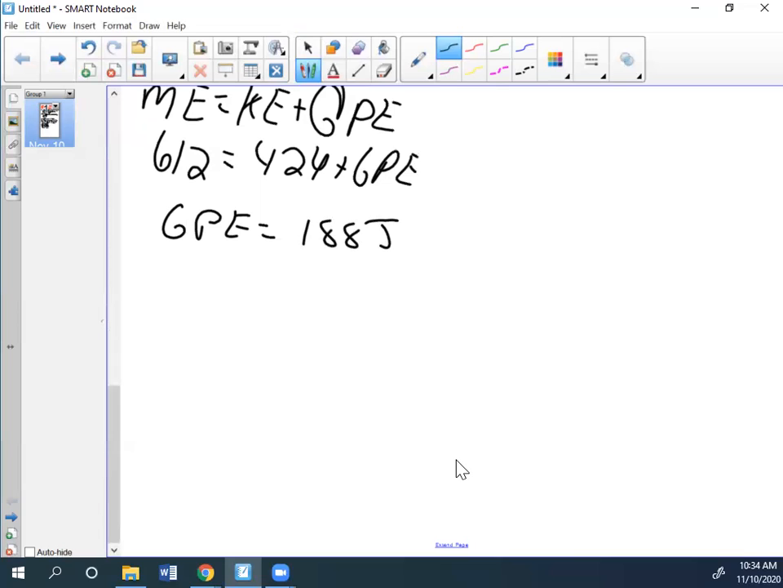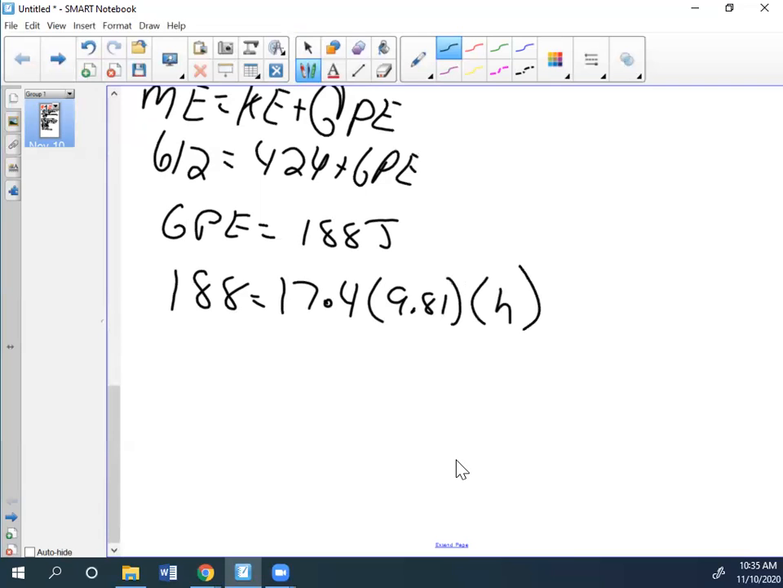Now, can I solve for the height? I know that GPE equals the mass, 17.4. I know gravity is 9.81. I know the height. I got 1.10 meters.